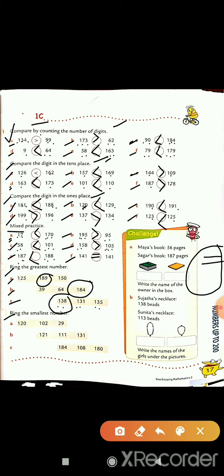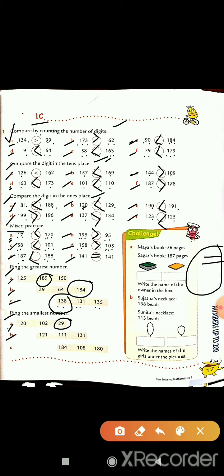Next, ring the smallest number. Now here we have to circle the smaller number. A1, 120, 102, 29. 120 is a 3-digit number. 102 is also a 3-digit number, but 29 is a 2-digit number. So 2-digit number is smaller than 3-digit number. So circle 29.